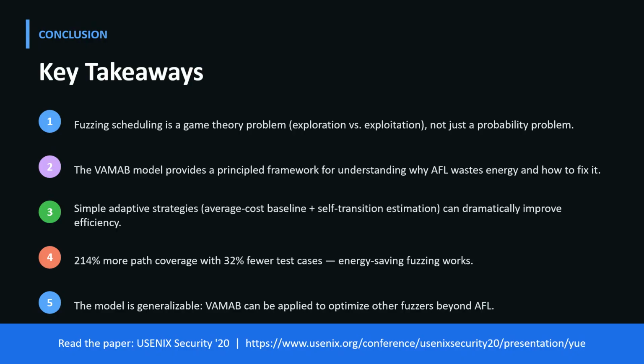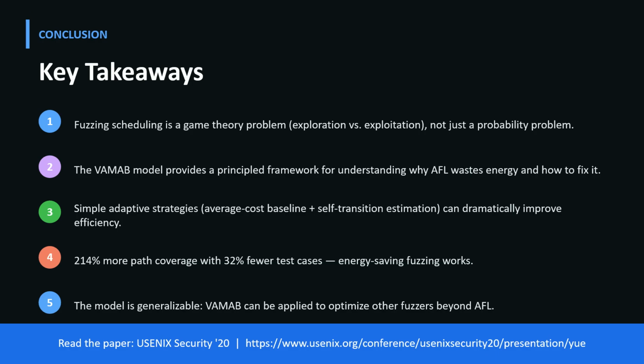Let me close with 5 takeaways. 1. The most important contribution of this paper is the reframing. Fuzzing scheduling is an exploration-exploitation problem from game theory, not just a probability estimation problem. That perspective shift opens the door to a large body of existing theory. 2. The VAMAB model gives us a principled framework for understanding AFL's inefficiency. It's not just that AFL is suboptimal. The model explains precisely where and why energy is wasted, specifically in how AFL fails to distinguish between states that call for exploration versus exploitation.